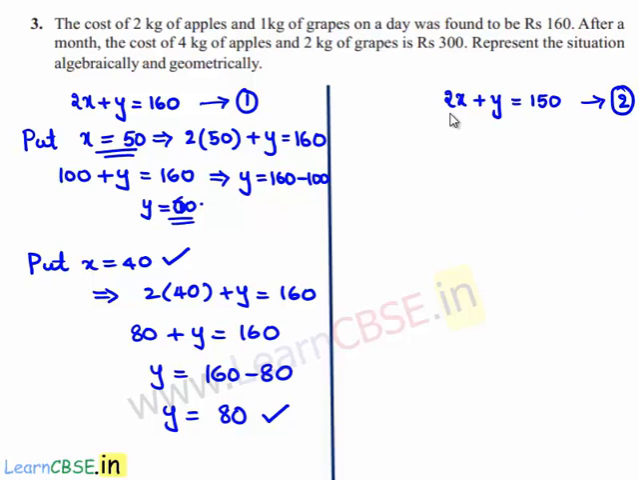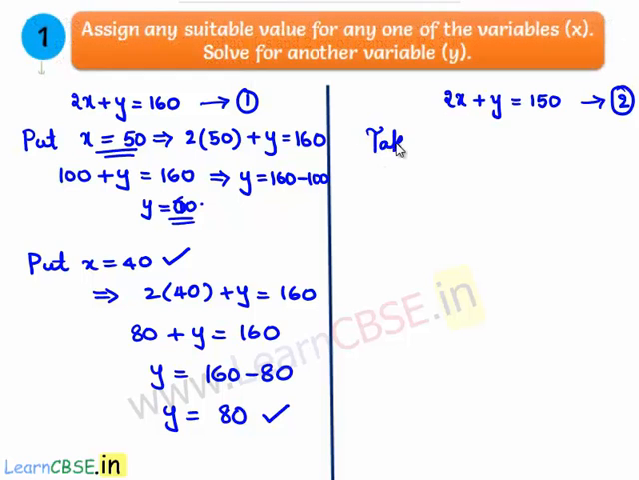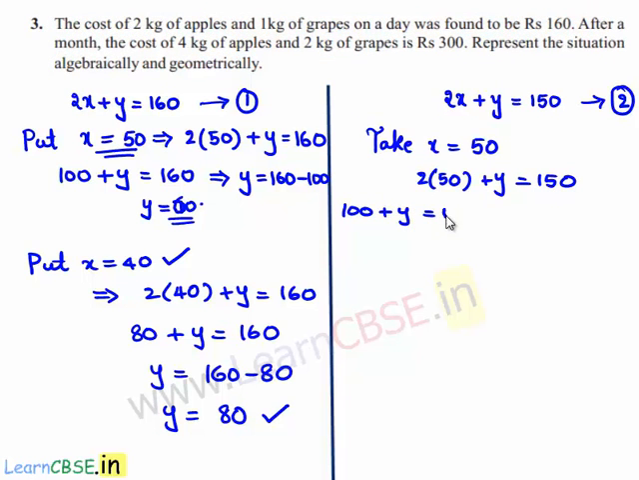Now coming to the second equation, which is 2x plus y is equal to 150. Take x is equal to 50. That is 2 times 50 plus y is equal to 150. We get 100 plus y is equal to 150, which is nothing but y is equal to 150 minus 100. So we get the value of y as 50. So if x is equal to 50, the value of y is also 50.